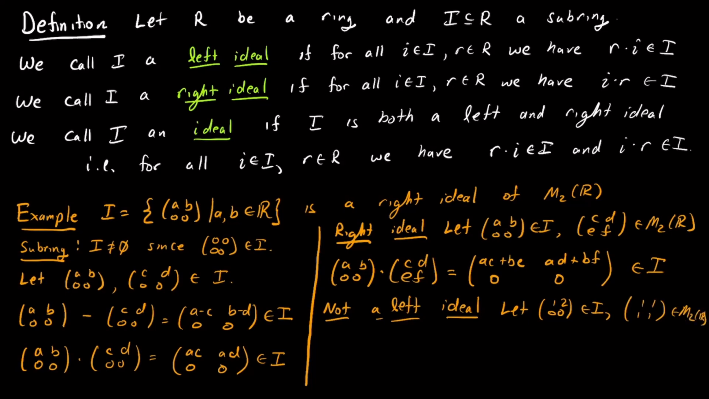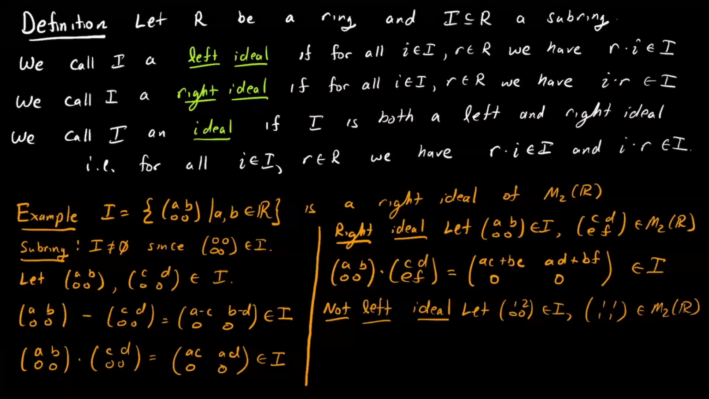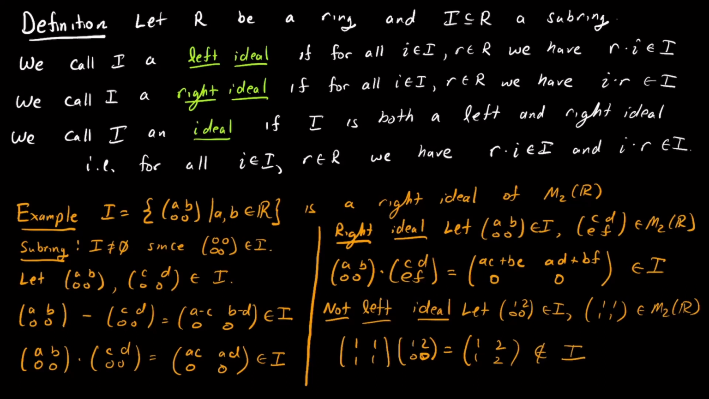So let's consider this element. So I've just taken a second to clean that up. And let's multiply them. So now if I want to show it's not a left ideal, I need to put the element of my ring on the left side and the element of I on the right side and show that I get something that's not an element of I. So when I do this multiplication, I'll get 1, 2, 1, 2. And I see that this is definitely not an element of I, right? So this is an example of an ideal that's a right ideal and not a left ideal.